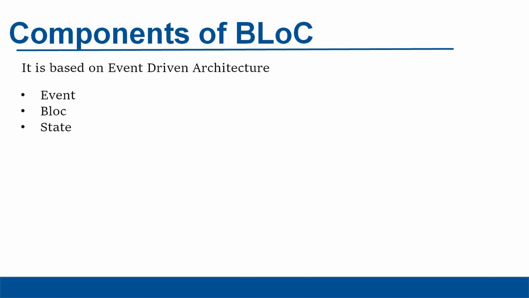What does this mean? This means the UI layer will send the event to the Bloc. The Bloc processes those events and updates the state. And after that it notifies the UI layer about the state changes. This means we can say that event, Bloc and state are the major components of the Bloc design pattern. Now let me elaborate this with an example in the next slide.